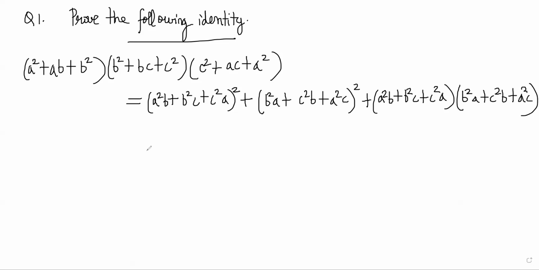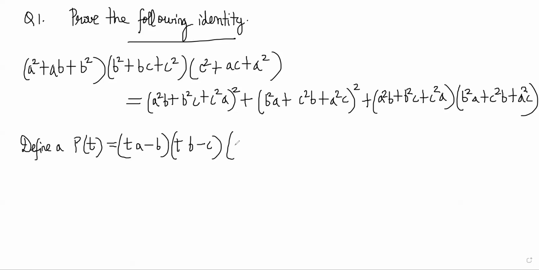Now, obviously, I don't want to do pure algebra here. It will be super annoying to try to multiply this and prove that it is equal to this, right? So we have to think of some clever trick to try to get this. We will use the result that we got in the previous problem. So we'll define a new polynomial, p of t, which is equal to (ta minus b)(tb minus c)(tc minus a).